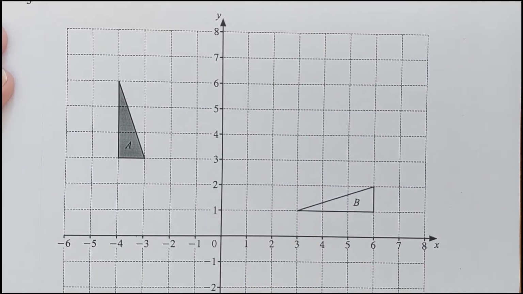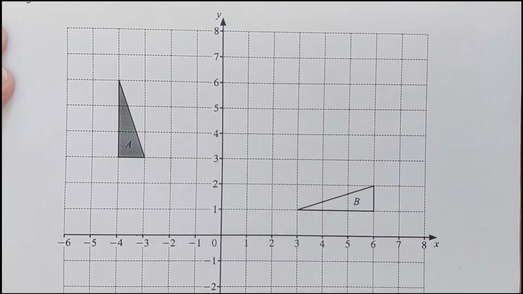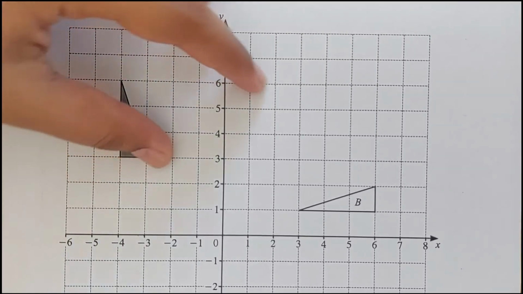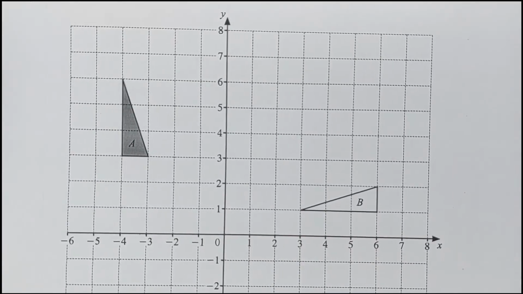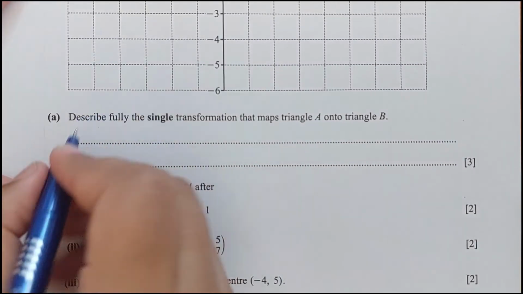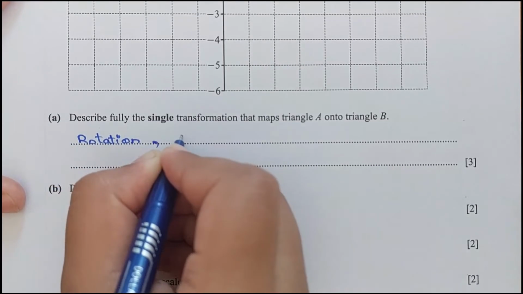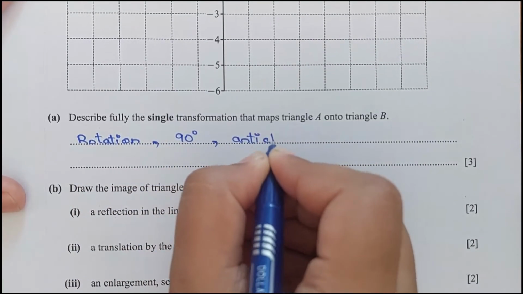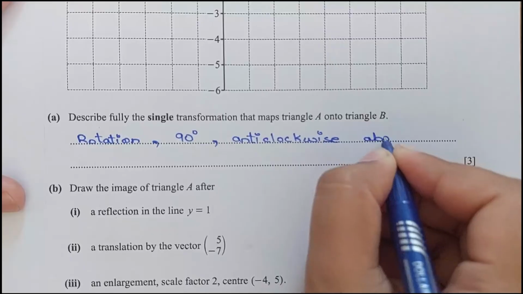This is a rotation. If you pick this shape and then rotate it to get this, all right, a rotation, 90-degree, and it is anti-clockwise. We have to find the center of rotation. This is a rotation, 90-degree, anti-clockwise, about the center.